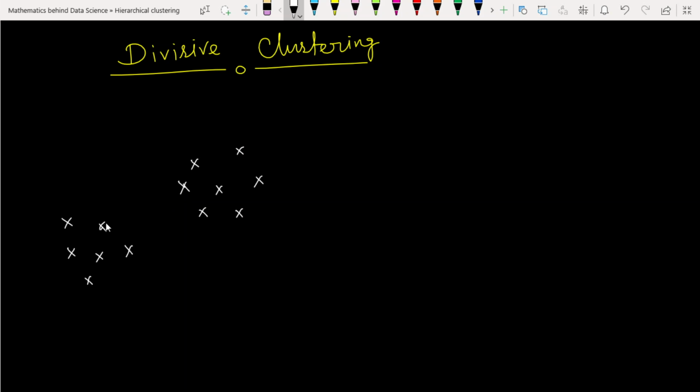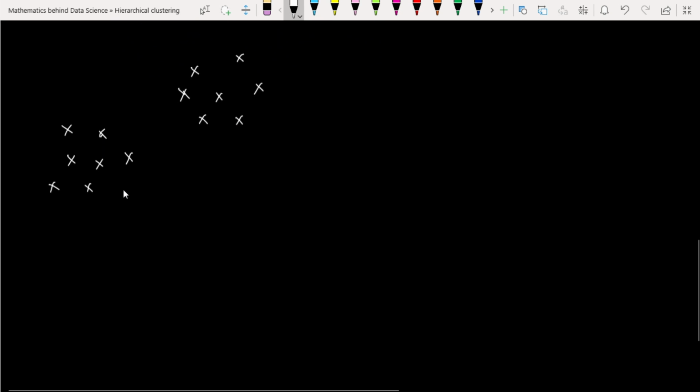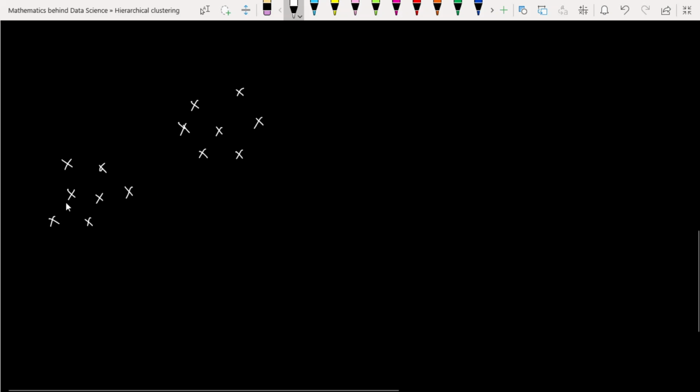Similarly, we have taken here 14, but how many points here? 7. Here 1, 2, 3, 4, 5, 6, 7. The total is 7 points we have. So the first thing that we have to do is treat this whole data set as a single cluster.